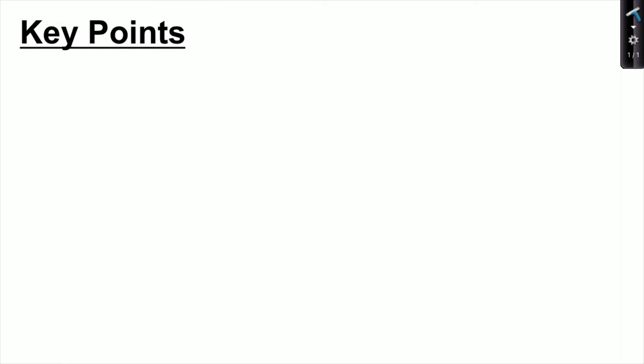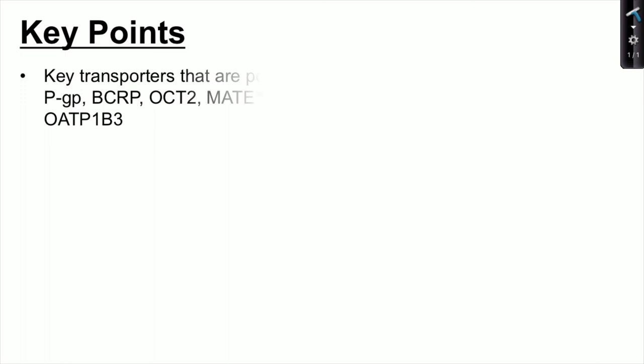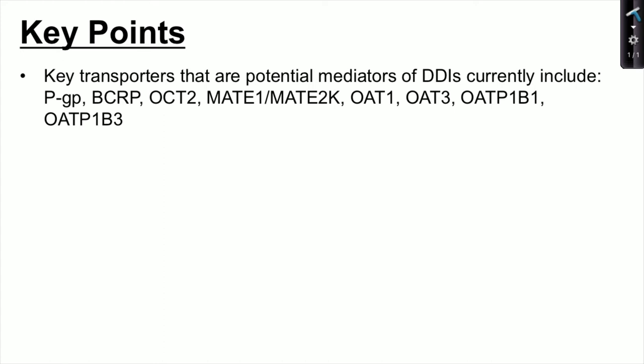So let's go back to the key points of the drug-drug interaction part of this lecture. First of all, the transporters that you have to be most concerned with, that are responsible and mediators of many clinical drug-drug interactions, include PGP, BCRP, the ABC transporters; in the kidney, OCT2, MATE1 and MATE2K, for drugs which are actively secreted, and these transporters take up basic drugs; OAT1 and OAT3, also in the kidney, for acidic drugs, which are actively secreted; and then OATP1B1 and OATP1B3 in the liver, bringing a number of drugs into the liver where they can be metabolized or interact with their targets. So key point one, these are the transporters you need to know about.